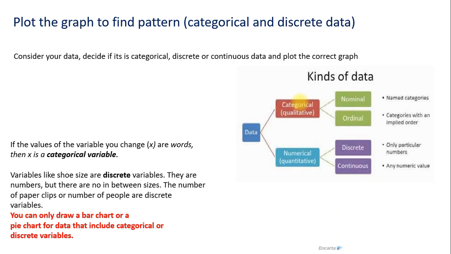But if the variables are like shoe sizes, number of people, number of paper clips, that are actual numbers but have no connection with each other, then they are discrete. Now, for discrete data, you plot a bar chart or a bar graph or a pie chart. Rather, for discrete and categoric variables, we need to plot bar graphs or pie charts. Good.